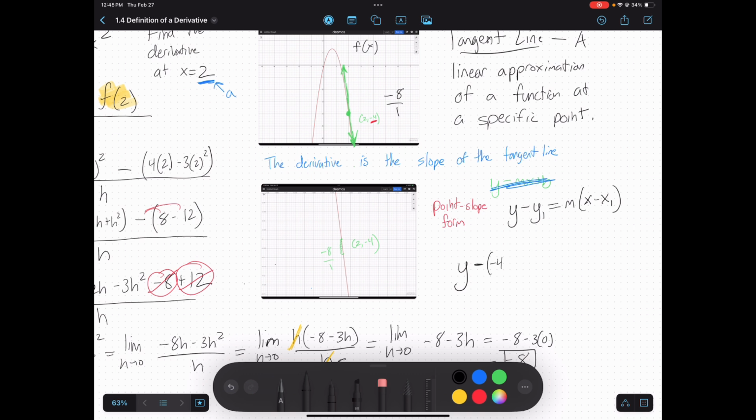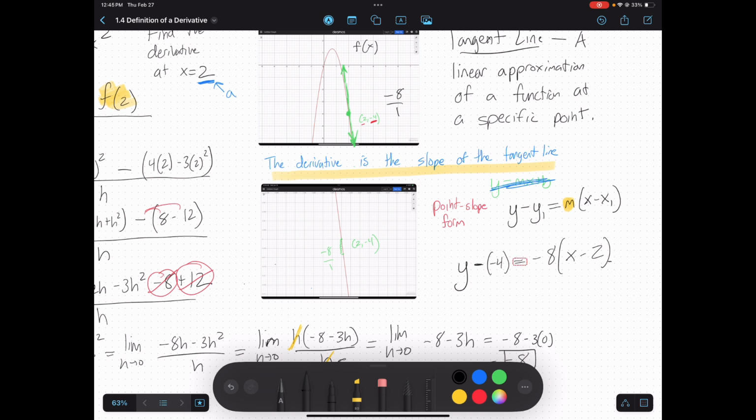So I'm going to have y minus -4 equals, what's my slope? Well, that comes back to what I just said here. My slope of the tangent line is the derivative. It's what we found as the derivative. It's the derivative of the function at the point. So in our case, that is -8. And then I'm going to have x minus my x value for the point, which was just 2. And I have my tangent line equation.